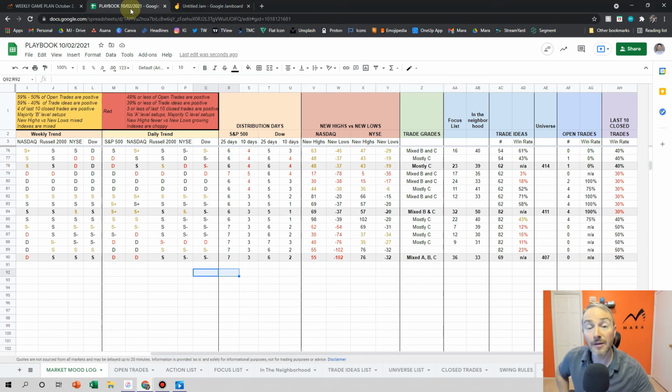And that is basically the weekly game plan. There's a few other tabs in here. You could explore all of them. If you have questions, you know where to go. You go straight to Discord and fire away.